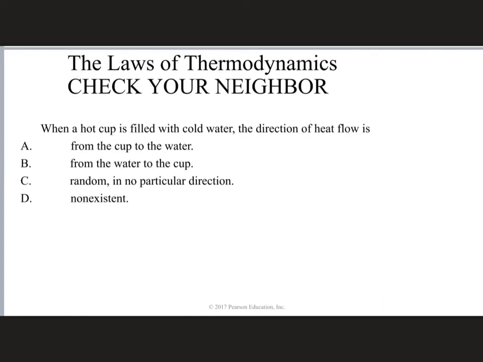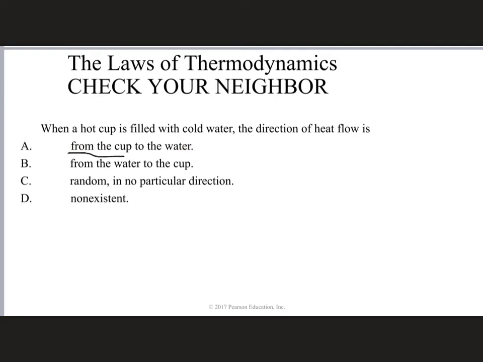Okay, here is a quick question to help us understand this idea. The question says, when a hot cup is filled with cold water, the direction of the heat flow is: A, from the cup to the water; B, from the water to the cup; C, random, that means it could go either way; or D, there is no heat flow. And the answer is, obviously, it's going to be from the cup to the water, part A.